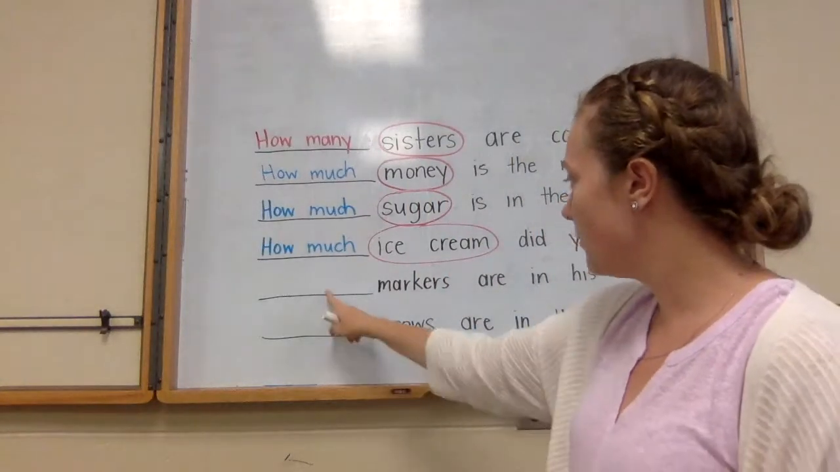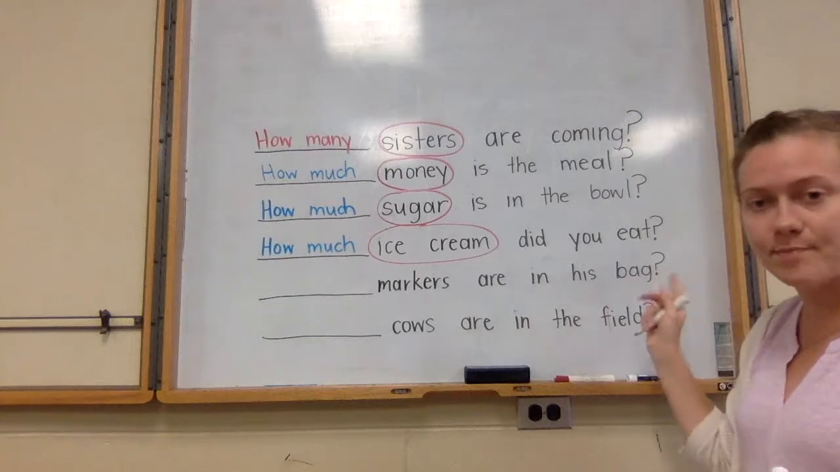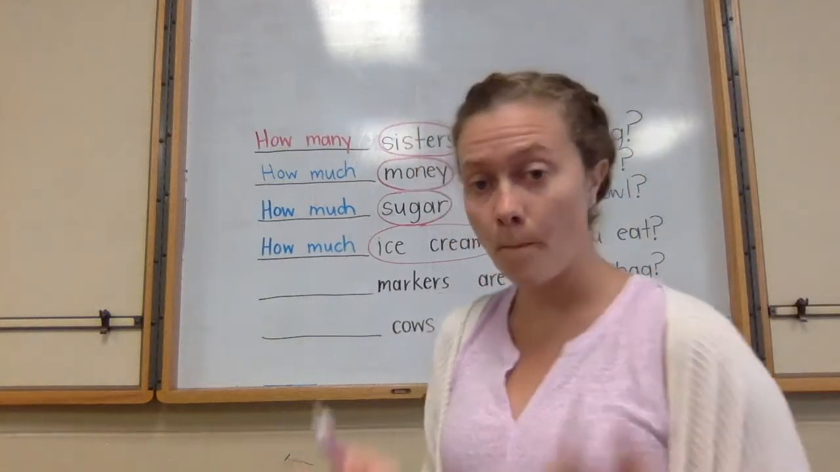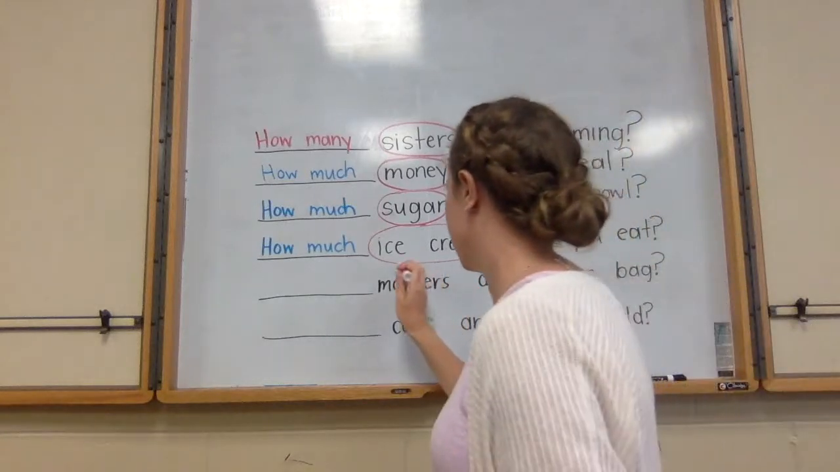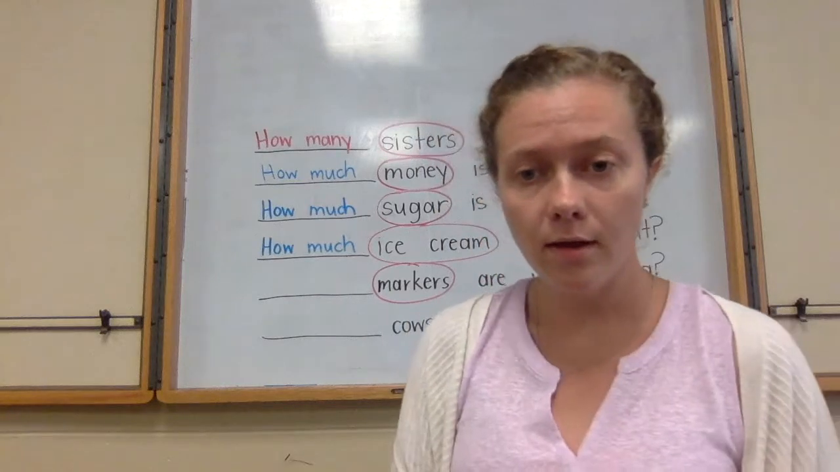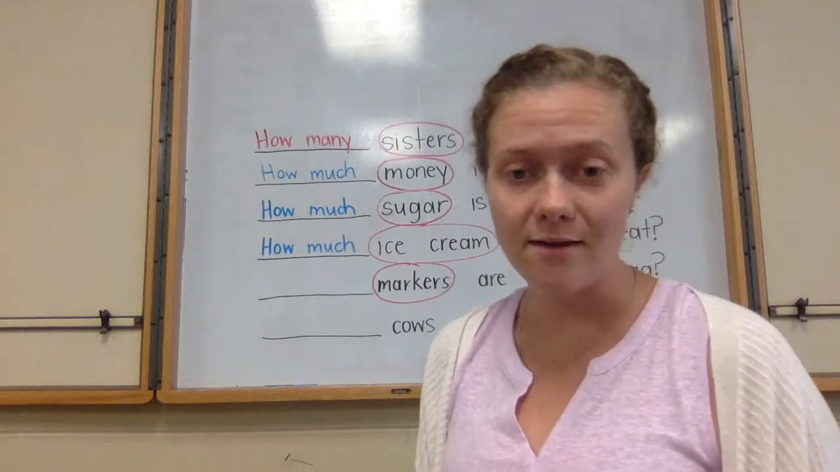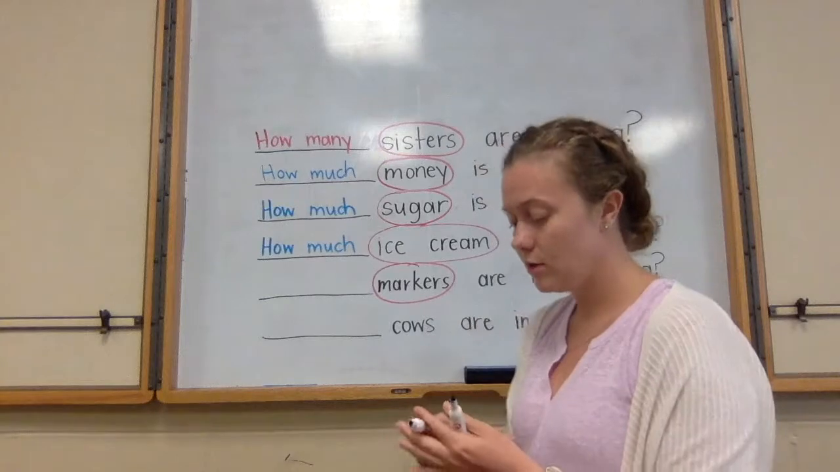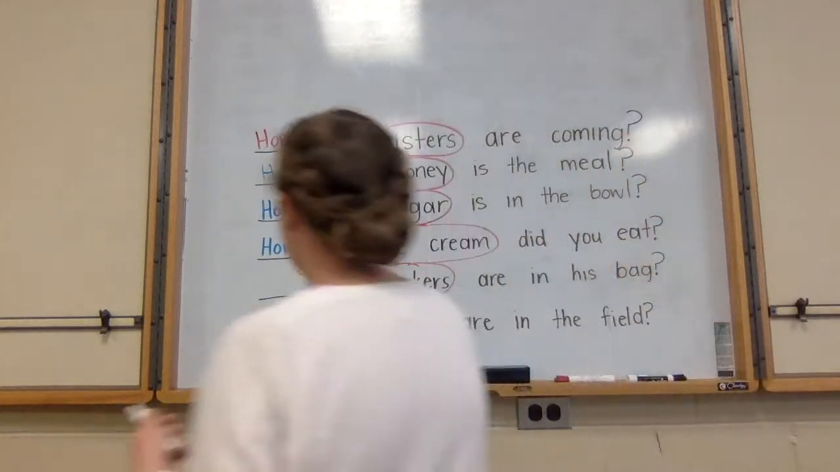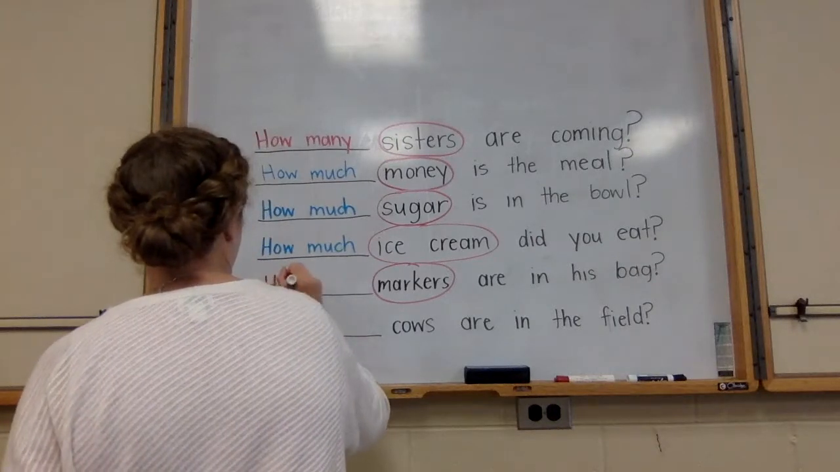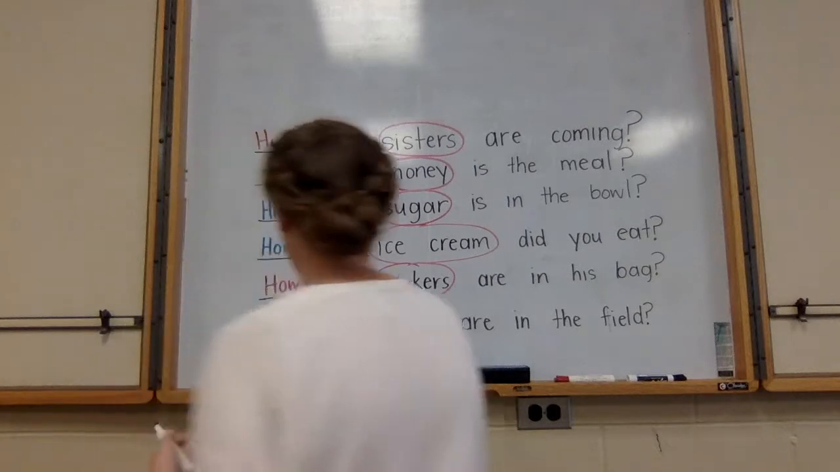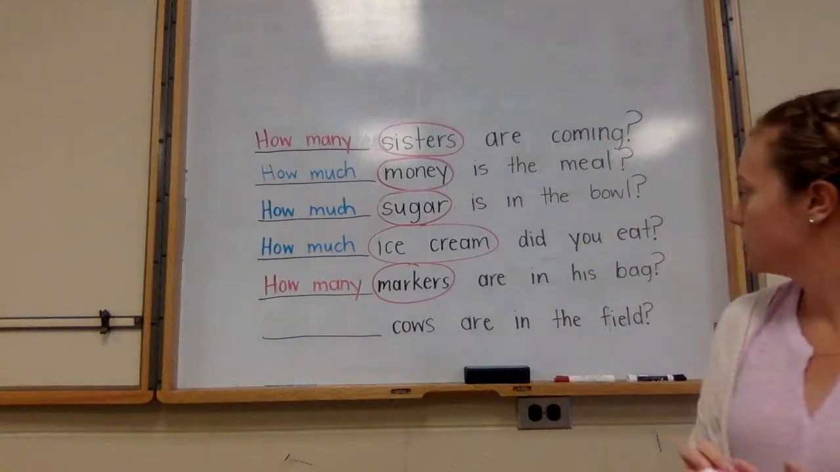2 more. Blank markers are in his bag. What is the noun? Markers. Is it a count noun or a non-count noun? It is a count noun, yes, because you can say 5 markers, 2 markers. So do we need how many or how much? How many? How many markers are in his bag?